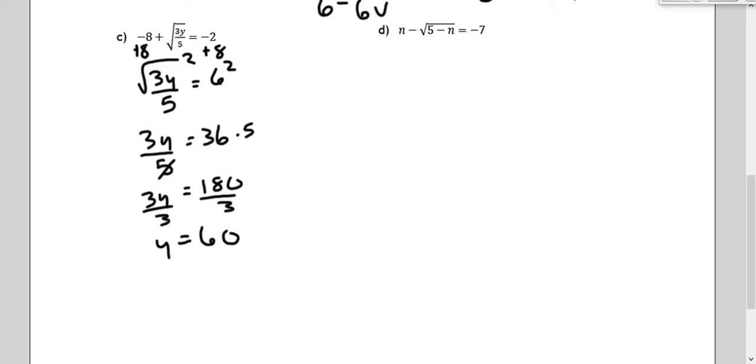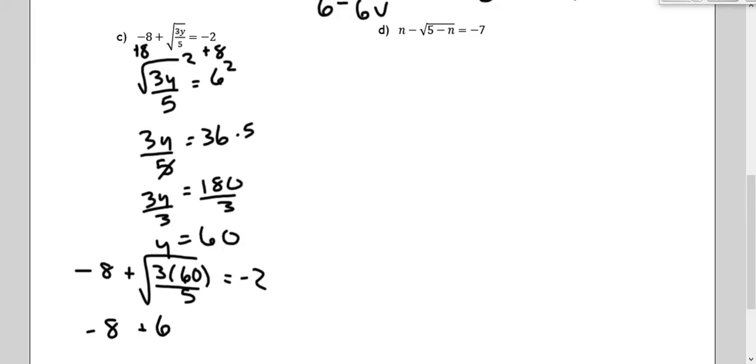We check. So then that would be negative 8 plus the square root of 360 divided by 5 is equal to negative 2. Negative 8 plus 6 is equal to negative 2. Check.